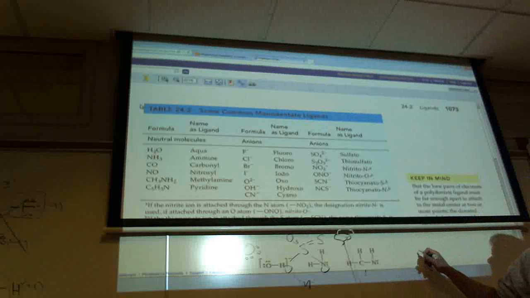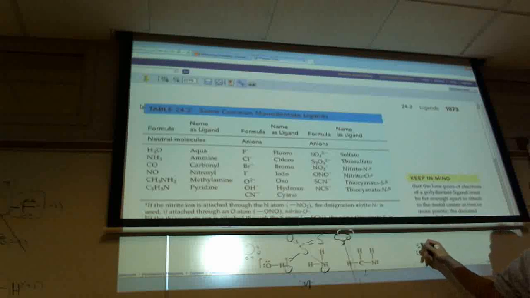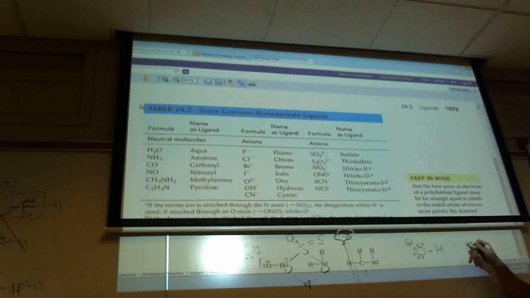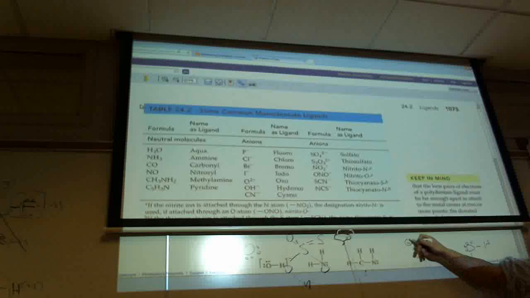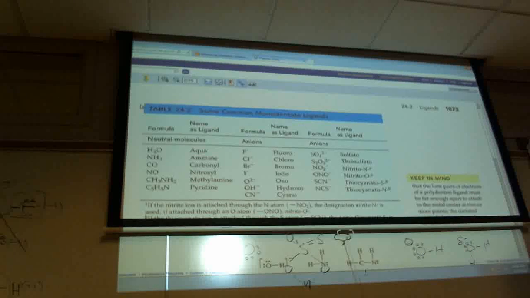Hydroxo. What should be a better donor, a hydroxo or an aqua? What do you think is going to be a better Lewis base or ligand? Why? Hydroxo, you're right, because it has a full negative charge versus a partial negative charge. The formal charge on this is 0.